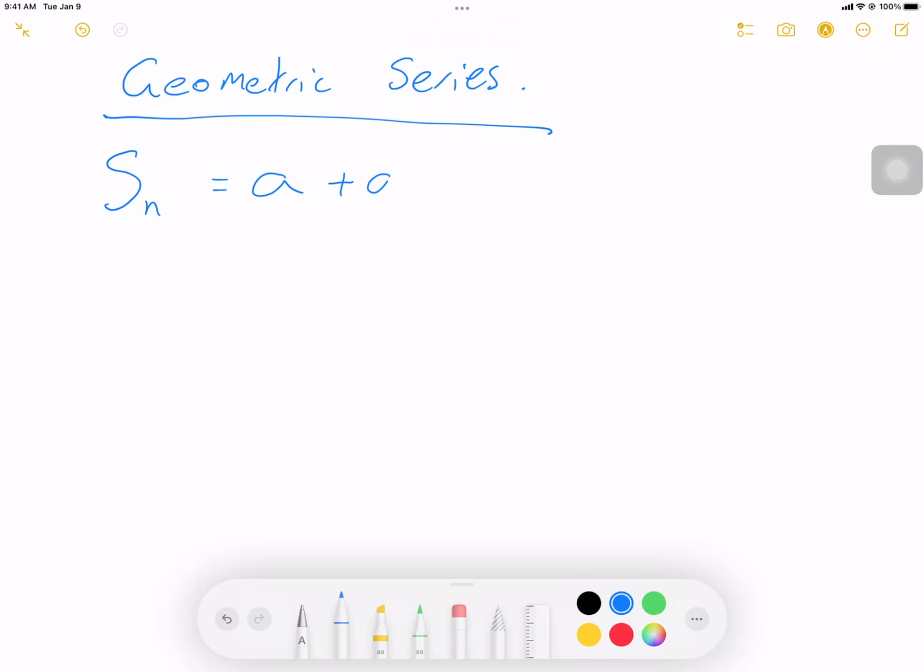So if I have a times r, that's the second term. Then if I multiply that by r, I get ar squared. If I multiply that by r, what am I going to get? I'm going to get ar cubed, and so forth. Now I'm going to stop after n terms.